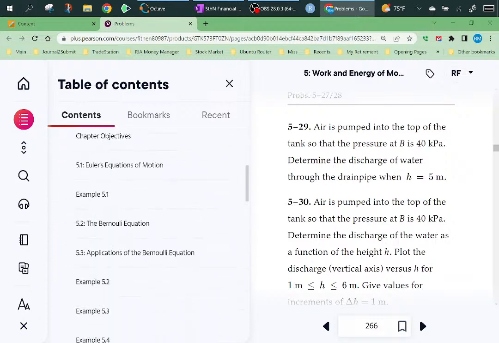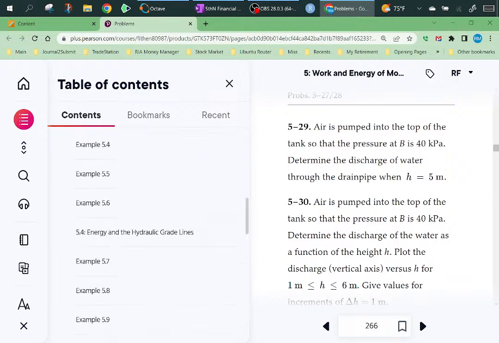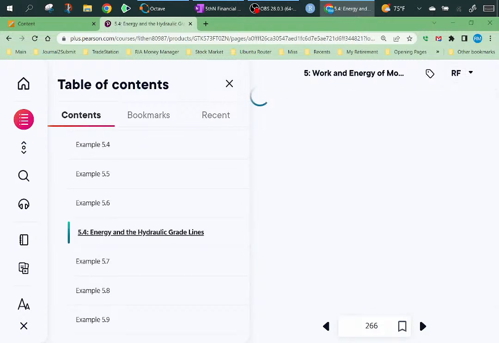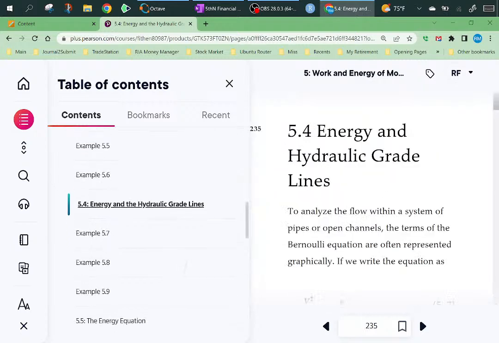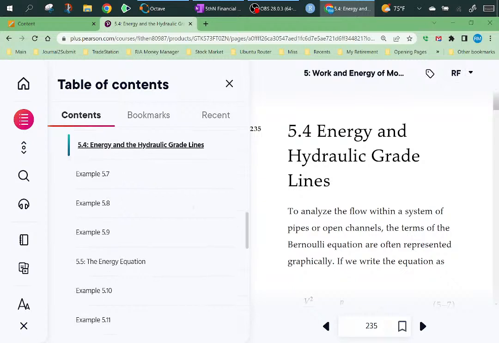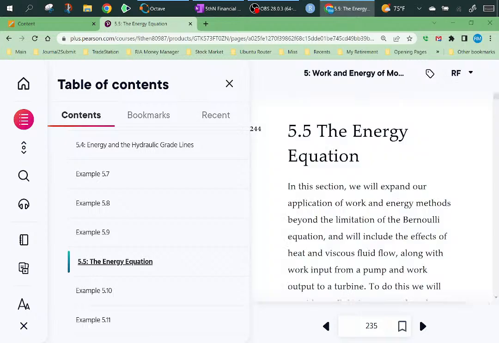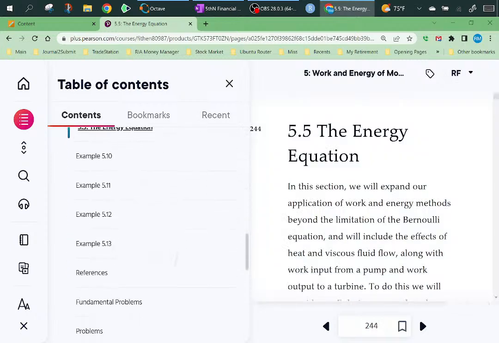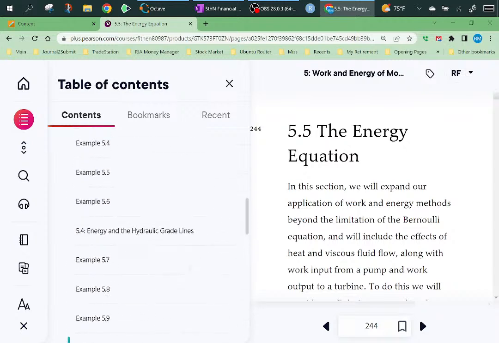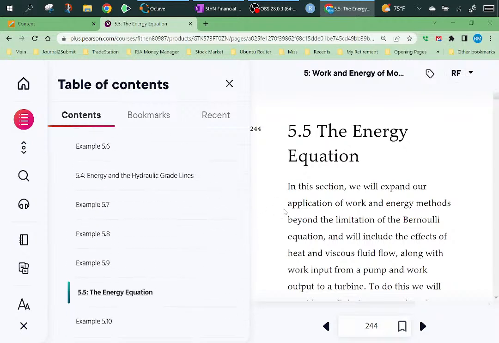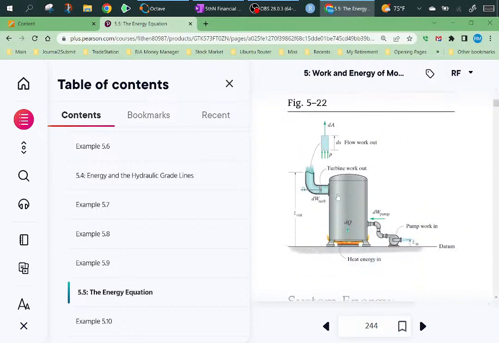Okay, there's Bernoulli's equation. Application of Bernoulli's equation. A bunch of problems. Energy and hydraulic grade lines. And so those are just, okay, so let me see after that. The energy equation, which is the similar things. What has he got here? Okay, so let me see. 5, 11, 12, and fundamentals and conceptual. Okay. So let me go back to this one and let's see what he's adding to this.